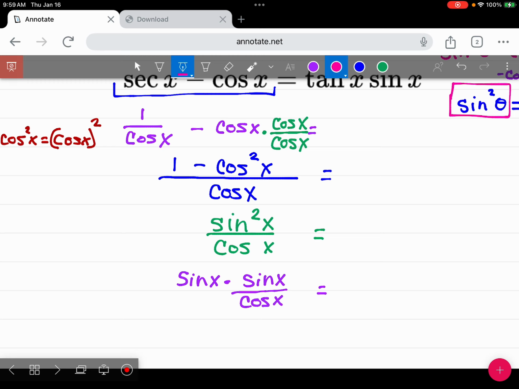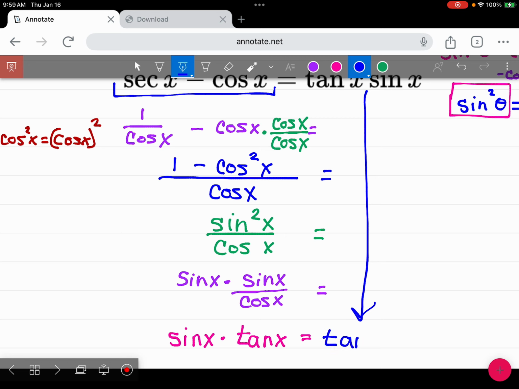We had to have them switch to different sides, and that's okay. We have sine of x times sine over cosine. That's my tangent. And that's exactly what we were aiming for here. Tangent of x, sine of x. So we didn't even have to adjust the right-hand side.